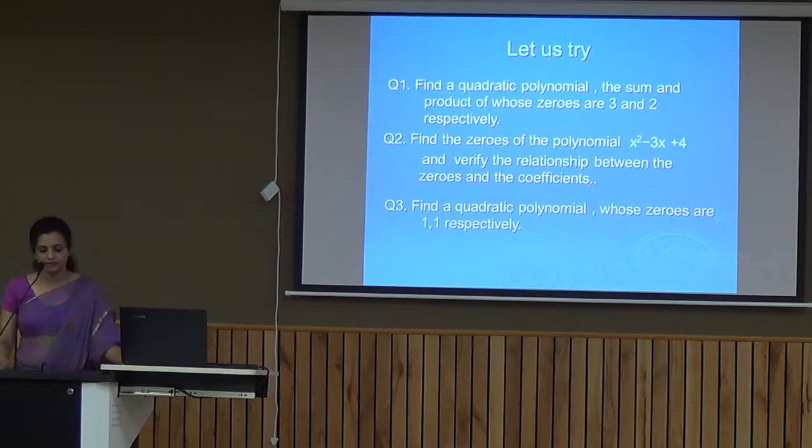Now let us try. Find a quadratic polynomial, sum and product of whose zeros are 3 and 2 respectively. Now the sum is 3, product is 2. This is a very oral question, let's do it in the mind. It's going to be x square minus sum of zeros into x plus product. Sum of zeros is 3, product is 2. This gives us x square minus 3x plus 2.